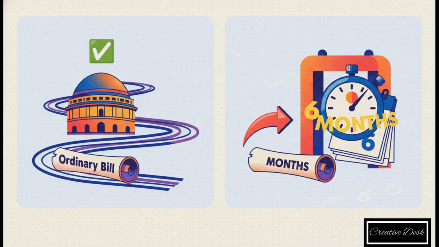But here's the catch. The Rajya Sabha's biggest flex here is its ability to delay things. They can hold up an ordinary bill for a maximum of 6 months. And it's not just to be stubborn, right? That delay is incredibly useful. It gives the public time to weigh in, and it forces the Lok Sabha to pump the brakes on anything that might be a bit too hasty.